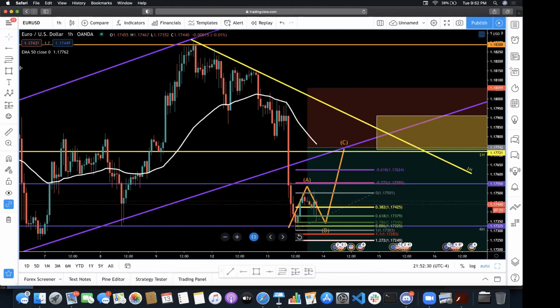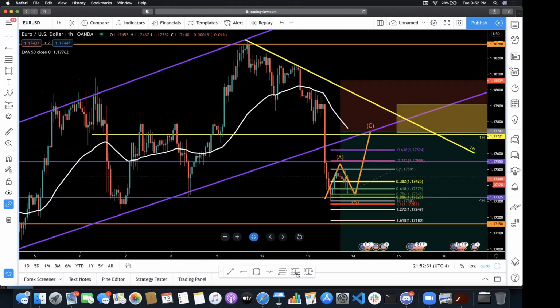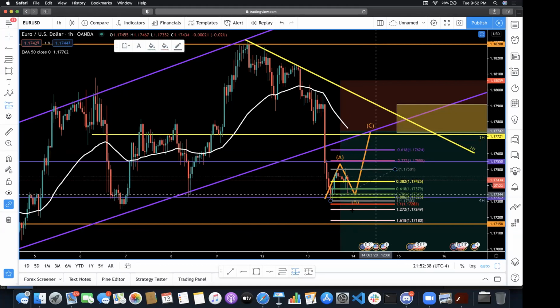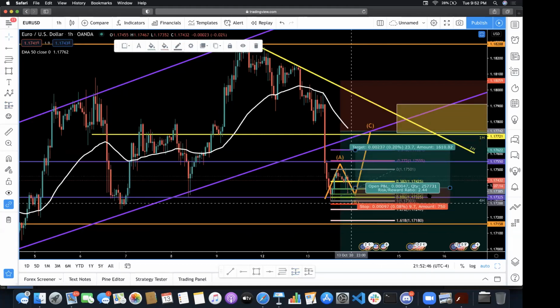Let's look at the risk to reward ratio on that real quick. It may not even be a good trade to take. Let me see. If it enters at the 618, my target's right there. My stop loss is still fairly close, right? That's a 2.5 to 1 risk reward ratio.